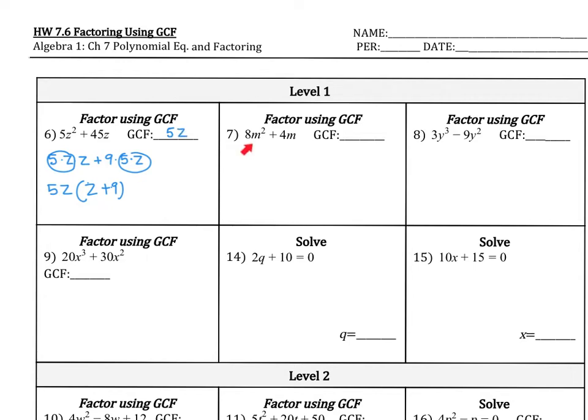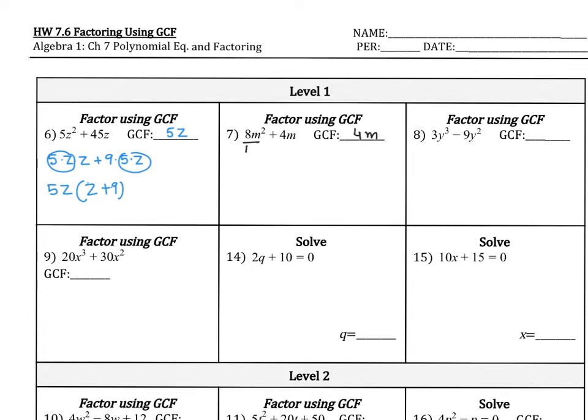Thinking of the same thing, what is the common factor that divides this term as well as this term? Or biggest common factor, so greatest common factor, that's what we are looking for. There is a number, 2, which can divide both of them, but the biggest number that divides both of them is 4. So 4m divides this as well as this. So the GCF for number 7 is 4m.